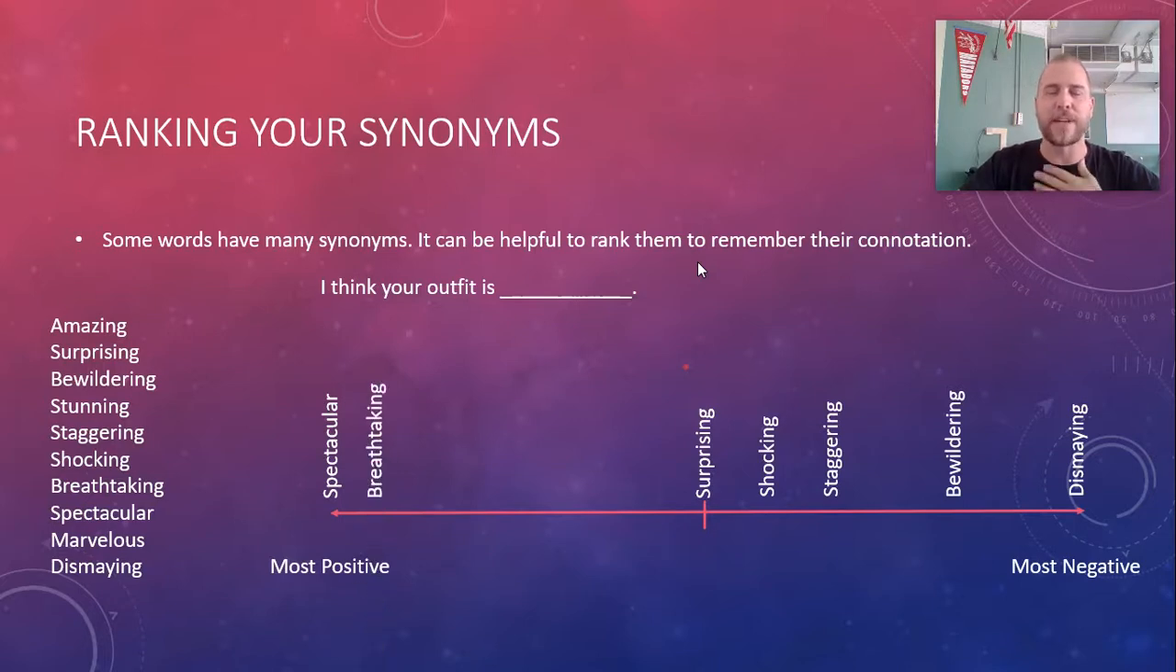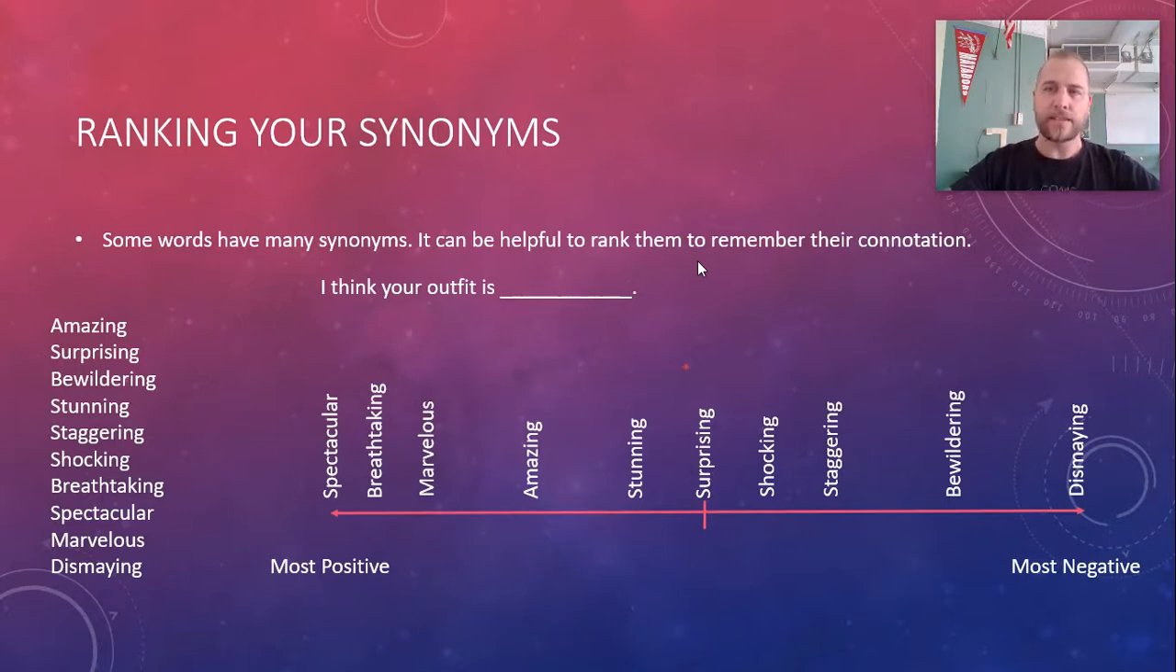Breathtaking. Your outfit is breathtaking. Yes, thank you. Your outfit is marvelous. It's stunning. It's amazing, right? And so each word, all the synonyms are somewhere on a connotative line from positive to negative. And so this is one of the things that you want to think about when you're looking at words and their connotation. Where do they stand in relationship to each other?